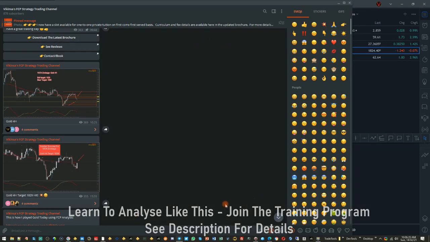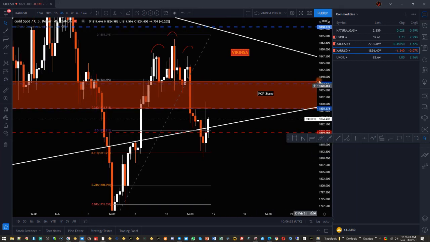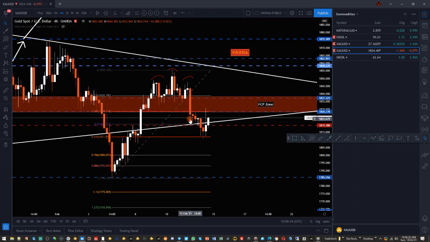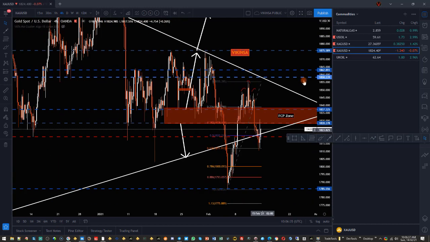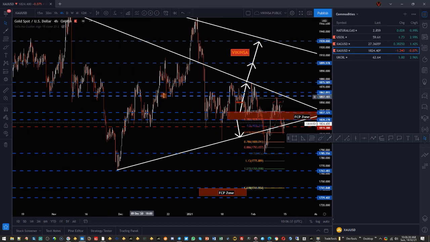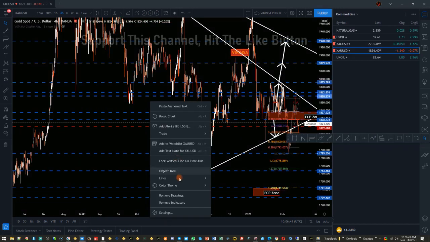So what we have now, let's go back to the chart. Okay, so this FCP zone is going to act as a barrier again, because it has been acting as a barrier. This was kind of a fake breakout, and the market may go back down from this. But even before that, let's squeeze the charts out and do a full top-down analysis of gold, because it has been quite a while.